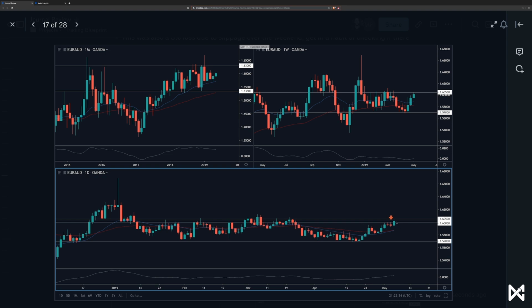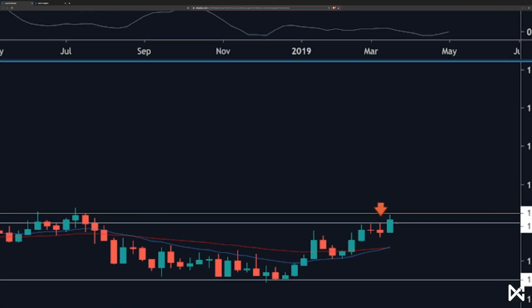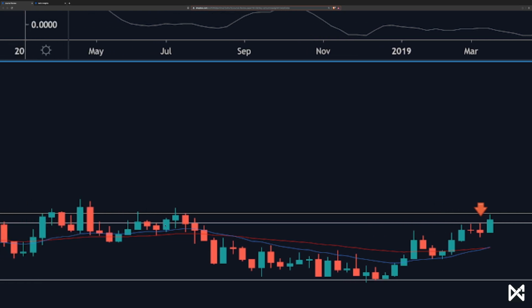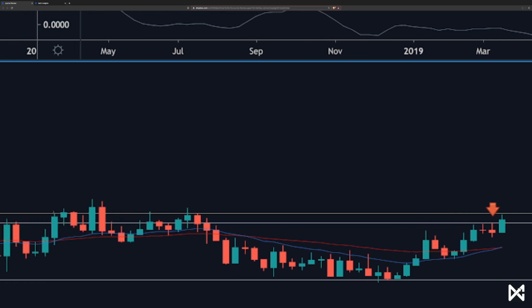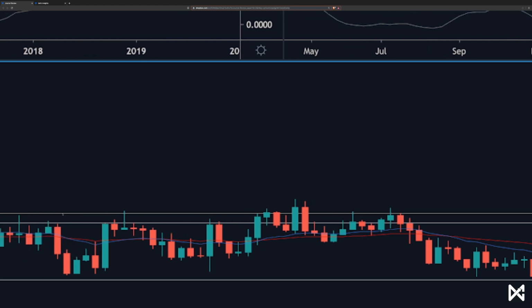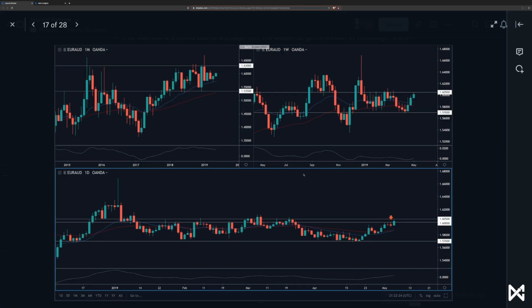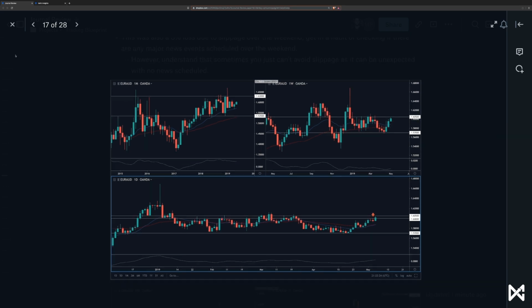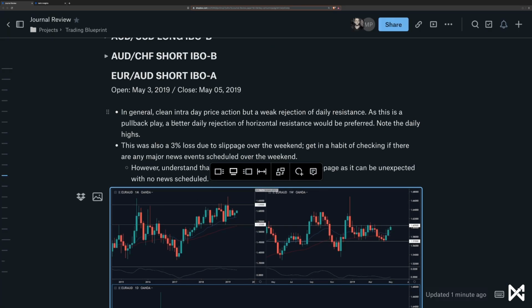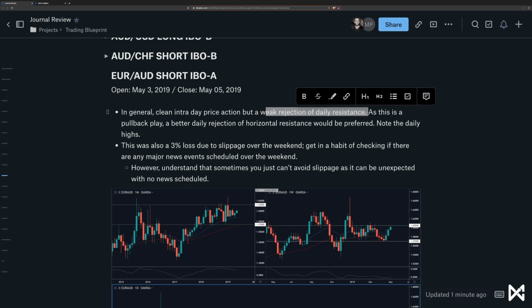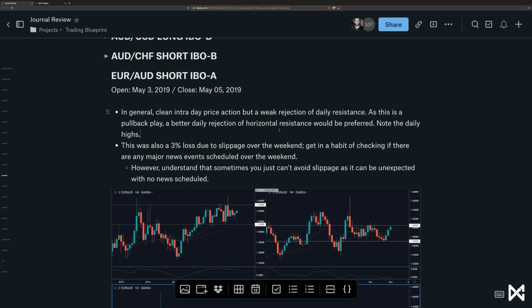Whereas this right here is literally like a little tap, right? Whereas every other rejection was more of a complete rejection of that resistance level, not just a small little top, right? So that's kind of what I meant by weak rejection of daily resistance, right? So this is a pullback play. A better daily rejection for horizontal resistance will be preferred.